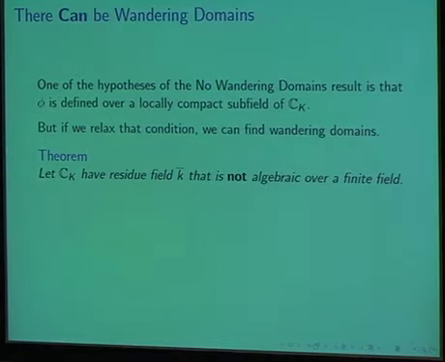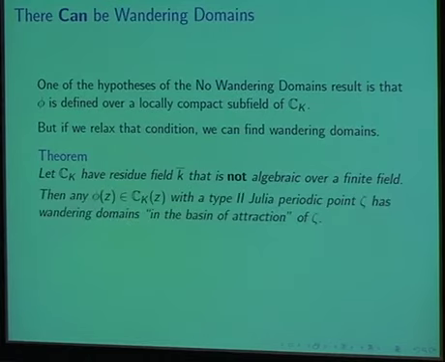So if the residue field is not algebraic over a finite field, as soon as your map has a type 2 Julia periodic point, so it has to be Julia, so it's either repelling or one of these wacky and different ones, then you get wandering domains, just instantly. And they're said to be in the basin of attraction of the point.